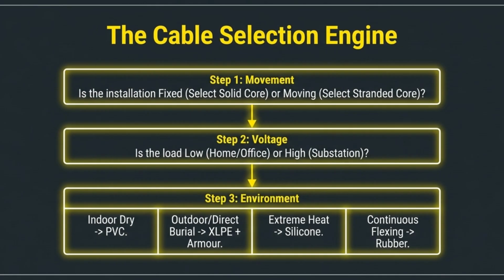Selecting the right cable involves 3 steps. First, consider movement. Fixed requires solid core, moving requires stranded. Second, check the voltage. Low for home, high for substations. Third, evaluate the environment to determine the necessary insulation and protection.